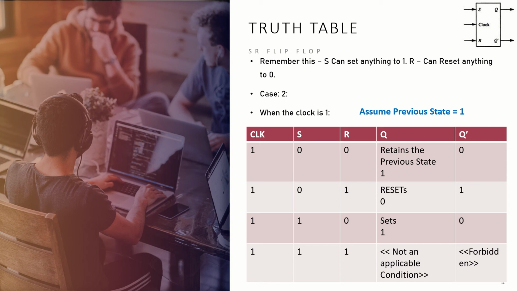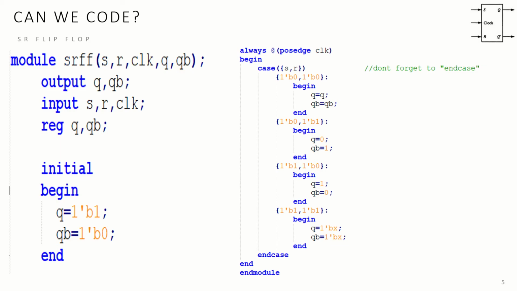When the clock is 1, remember, if the S bit is set, it sets. When the clock is 1, if the reset bit is 1, which means the reset bit is enabled, it will be reset. If both S and R are enabled, it has to be forbidden. Remember it. Right, let's go ahead to the code.